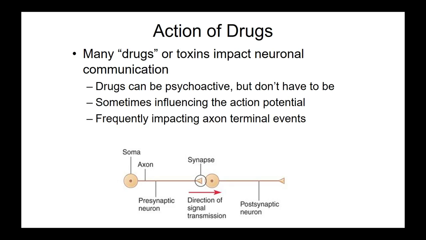They influence the presynaptic neuron sometimes. They'll influence the neurotransmitter release like we just saw. They'll affect whether the neurotransmitter is able to successfully bind to the receptor, right? Or in some cases, these drugs will mimic the act of binding to the receptor to stimulate the receptor independent of the neurotransmitter.